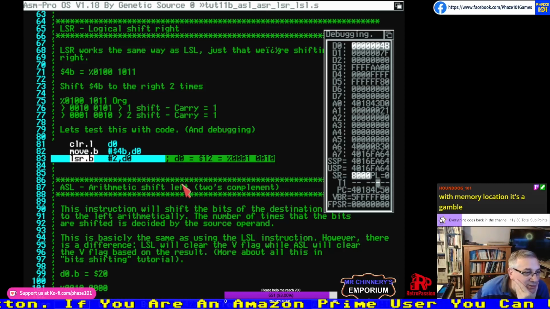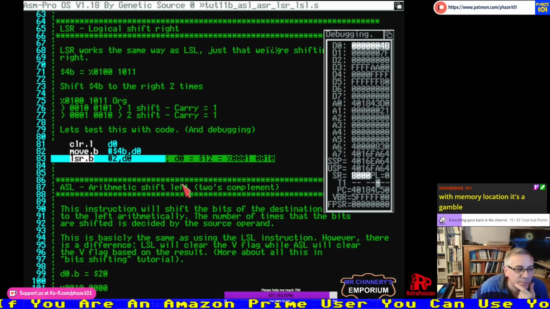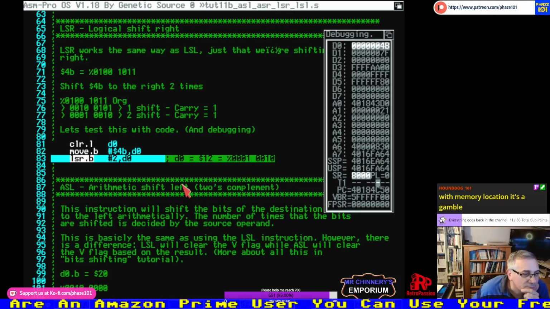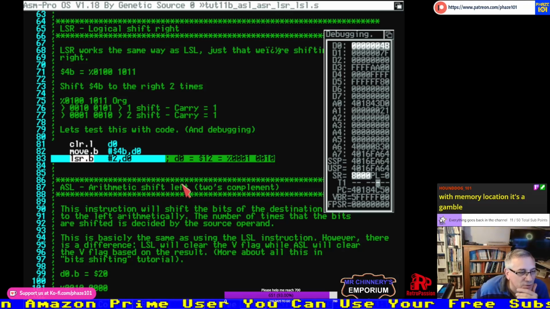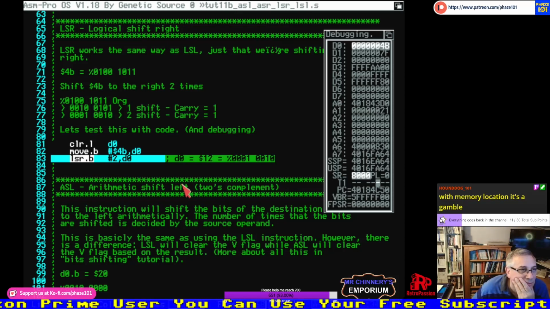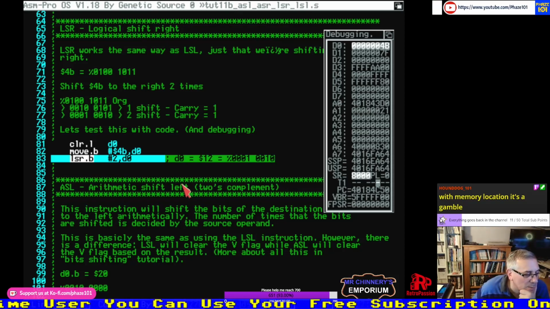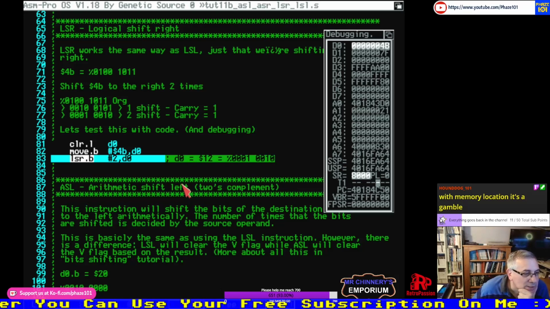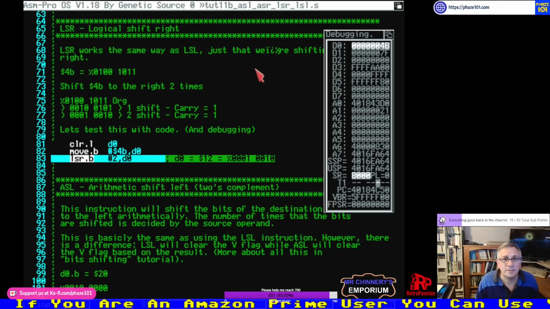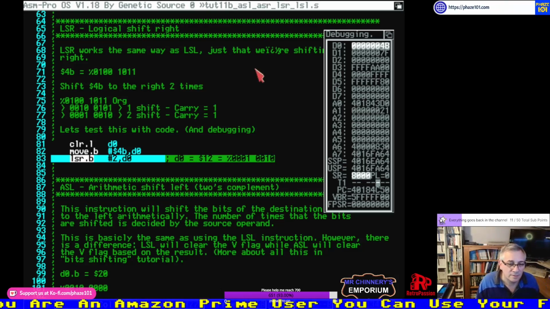I should have corrected that. So I skipped it by mistake. That should be a label defined in the program, not some address in memory. Let's do this from the beginning.